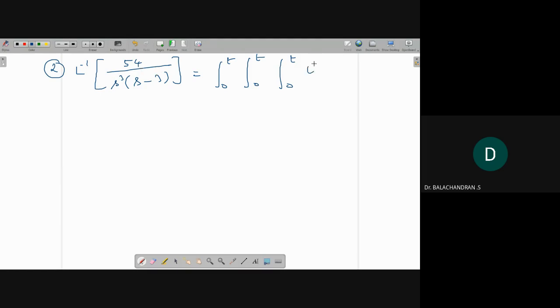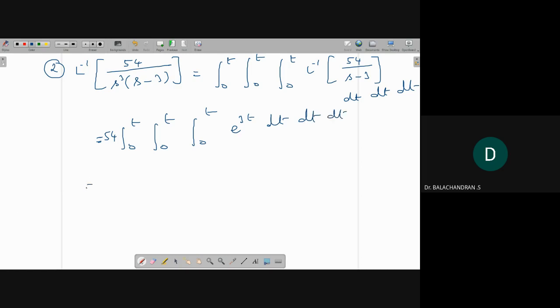So L inverse of F of S, what is F of S? 54 divided by S minus 3, that is your F of S. So you get 0 to t, 0 to t, 0 to t, 54. L inverse of 1 by s minus 3 is e power 3t, dt, dt, dt. If you integrate the first time, e power 3t by 3, the limit is from 0 to t, dt, dt.